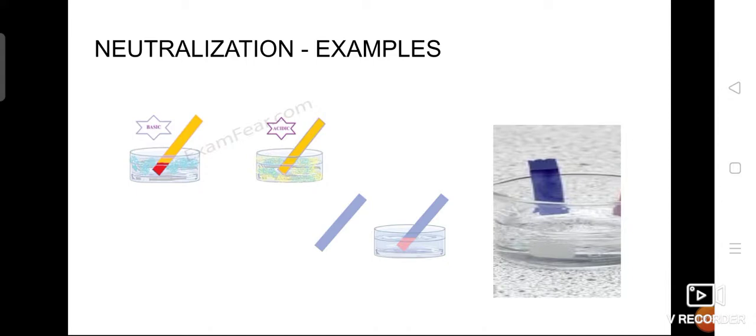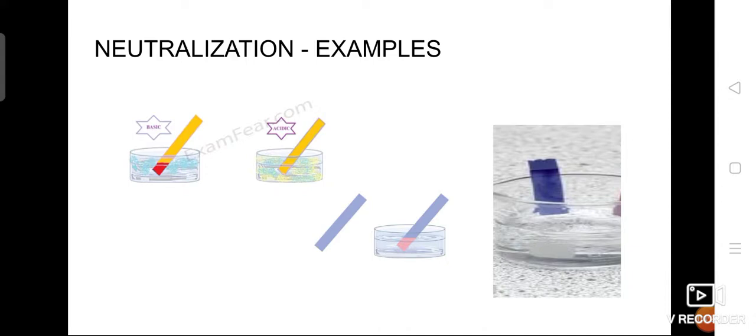Now we are going to talk about some examples. Let's suppose you have a turmeric paper. We have already seen the turmeric paper indicator test. Do you remember? We are going to take a turmeric paper. The color of the turmeric paper initially is yellow, am I right? The yellow turmeric indicator paper.